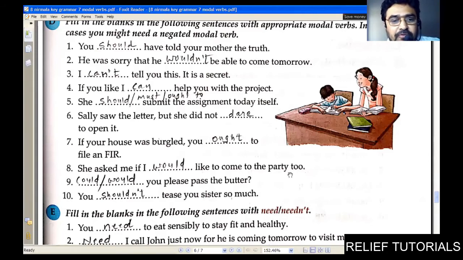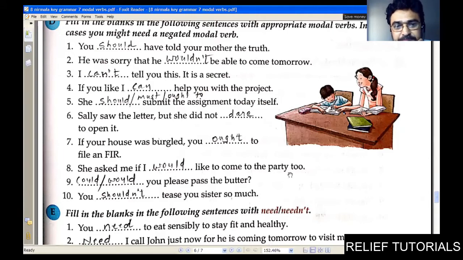If your house was burgled, you ought to file an FIR. To is there, otherwise we could have gone for should. You need to file. That is also highly needed over there.